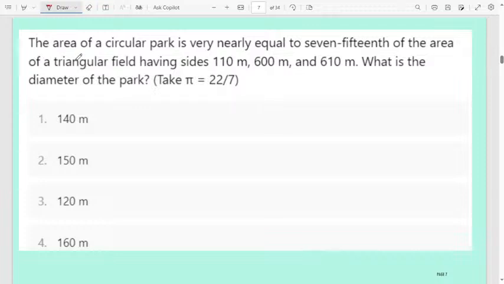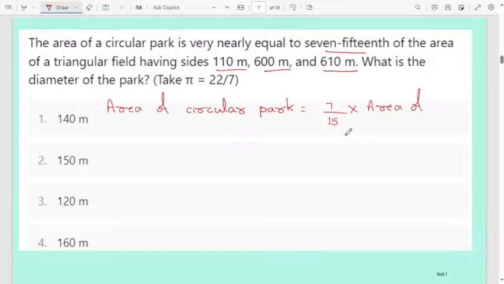Okay. Next, the area of a circular park is very nearly equal to 7/15th of the area of a triangular field having sides 110 meter, 600 meter, 610 meter. What is the diameter of the park? Here, I will write: area of a circular park equals 7/15th, they are given in the question, times the area of the triangular field.